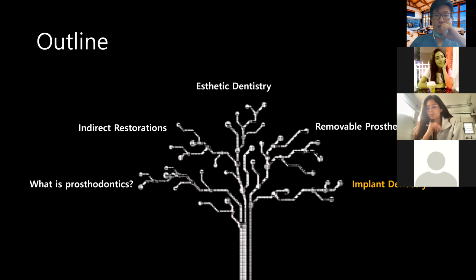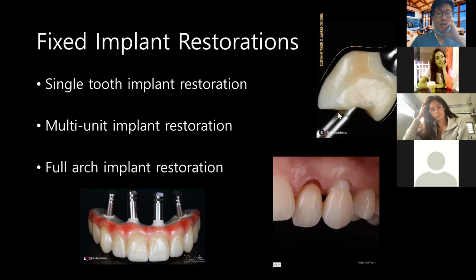And the last section is implant dentistry, another big part of prosthodontics. Prosthodontists are, I would say, the specialists of implants. Okay, so I've divided implant restorations into three components. So these are fixed implant restorations, not removable. Like the overdenture is a removable implant restoration, but I'm only going to talk about fixed ones now that can't be removed. So there's a single tooth implant restoration.